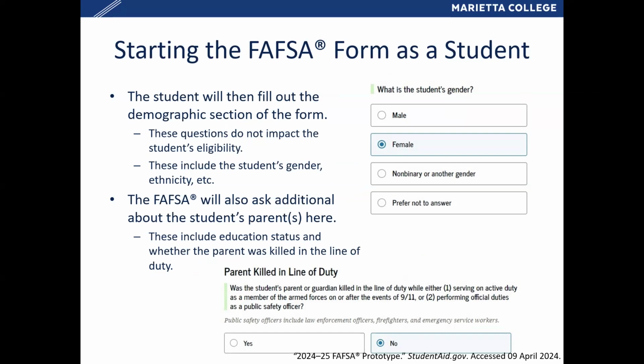Next, the student will fill out the demographics section of the form. These questions do not impact the student's eligibility. They are used just for information gathering by federal student aid. These questions do include students' gender, ethnicity, etc. And the FAFSA will also ask some more additional questions about the parents after the demographics section there. They will ask if the parent was killed in the line of duty and the parent's education status. So if they completed college, if they completed high school, etc.